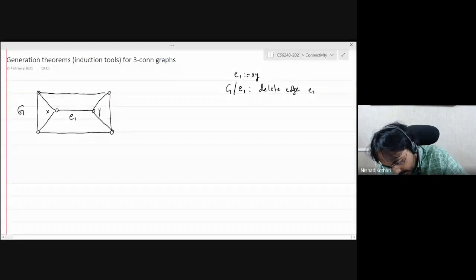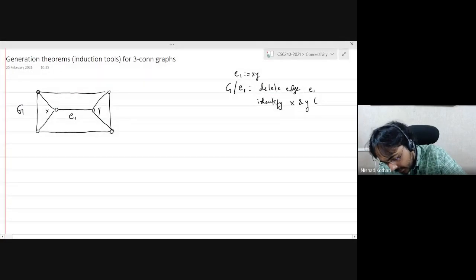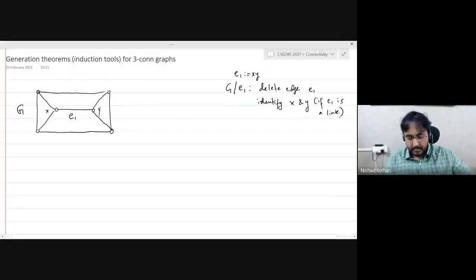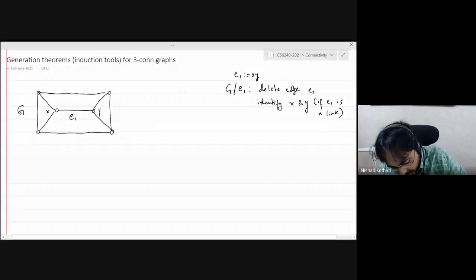And then you identify X and Y if the edge is not a loop. If E1 is a link, link means not a loop. This operation is called contraction of an edge.